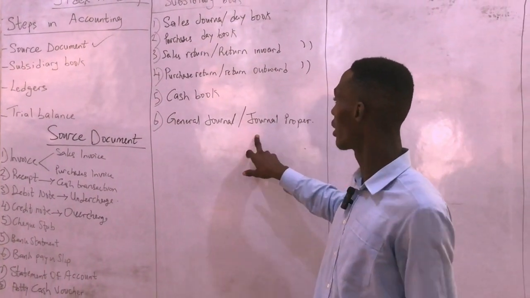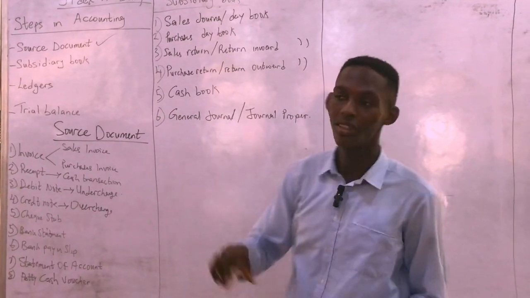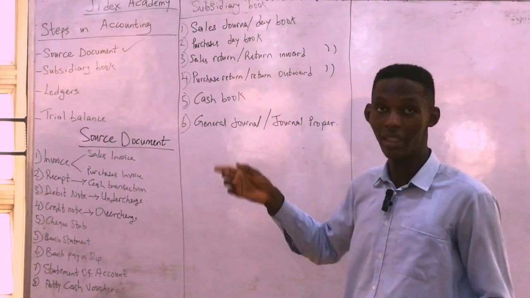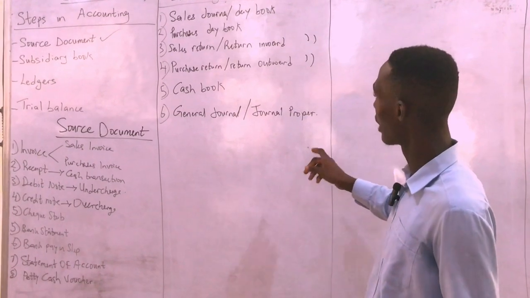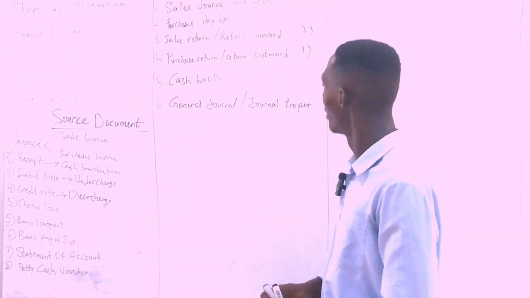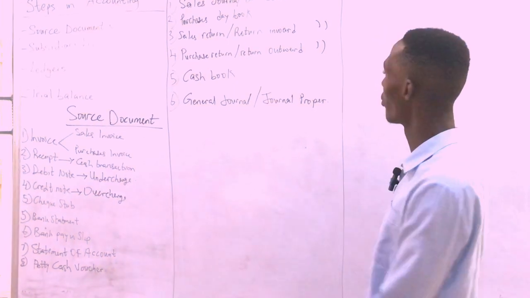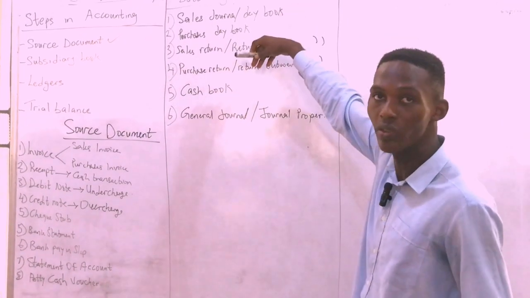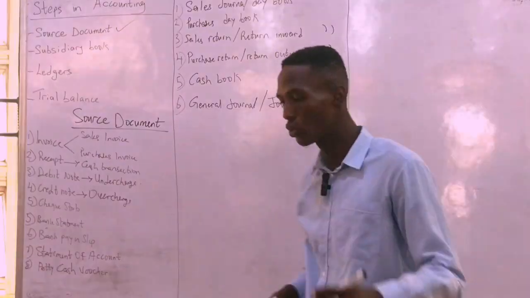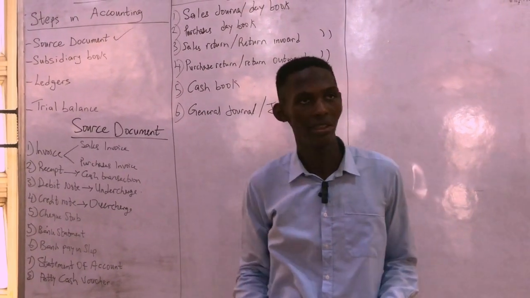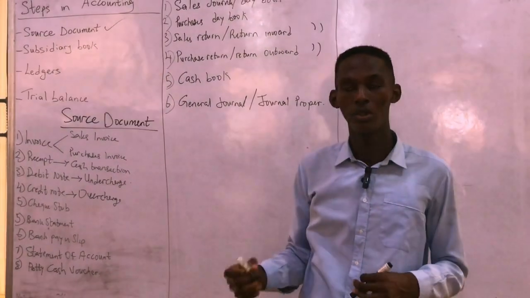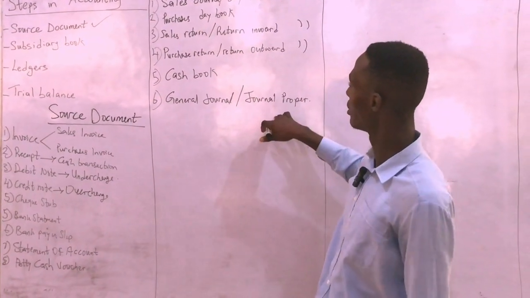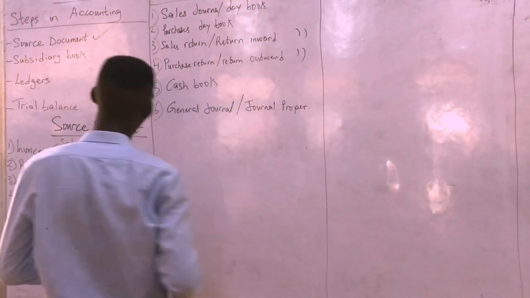Before I move to general or journal proper, the cash book serves as a subsidiary book and as a ledger. It is the only book that serves as a journal and as a ledger. So when I am going into the types of ledger, cash book is also part of it. General journal or journal proper is used to record transactions that cannot fit into the rest of the day books. For example, when you purchase an asset on credit or when you withdraw goods from your business, it cannot fit into the rest of these day books. Therefore, it will be recorded in the journal. And there is a format for it.